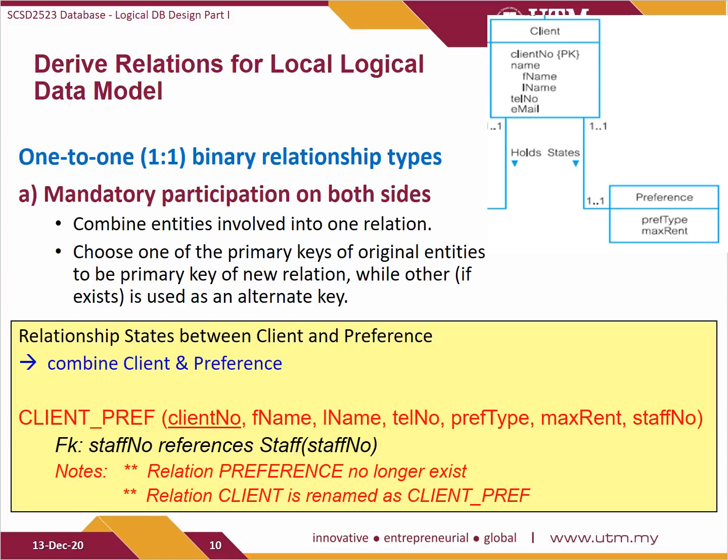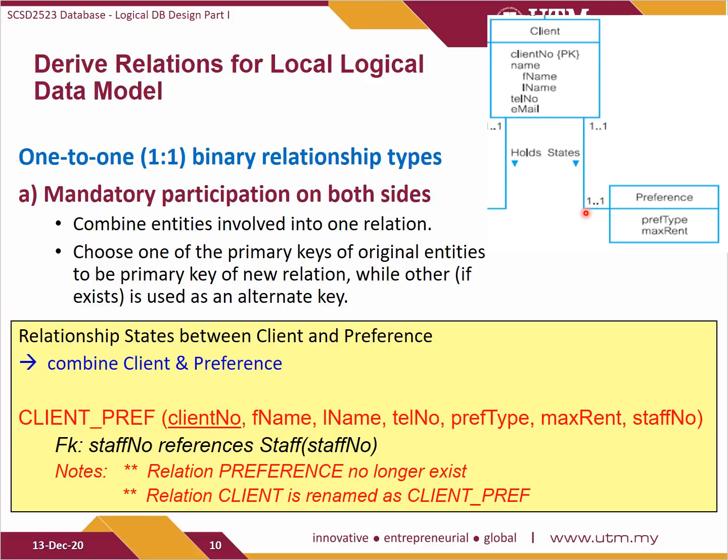In this case, we should combine the entities involved into one relation and choose one of the primary keys of original entities to be the primary key of the new relation, while the other primary key is used as an alternate key. So in this slide, the client states preference is an example of one-to-one relationship with mandatory participation on both sides.